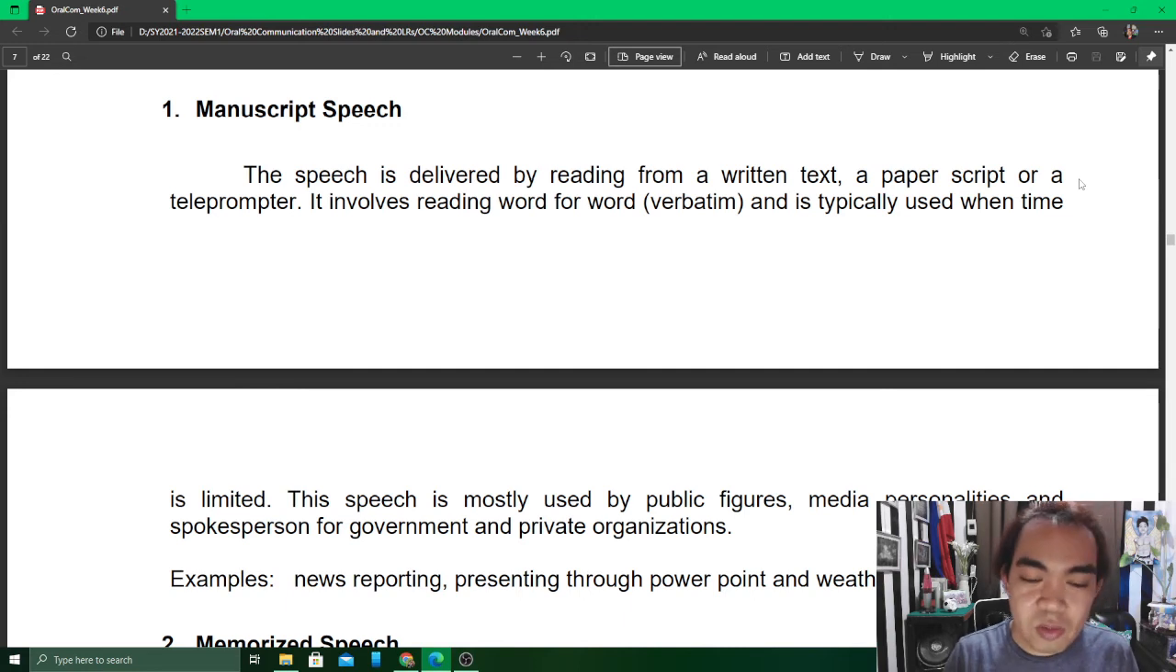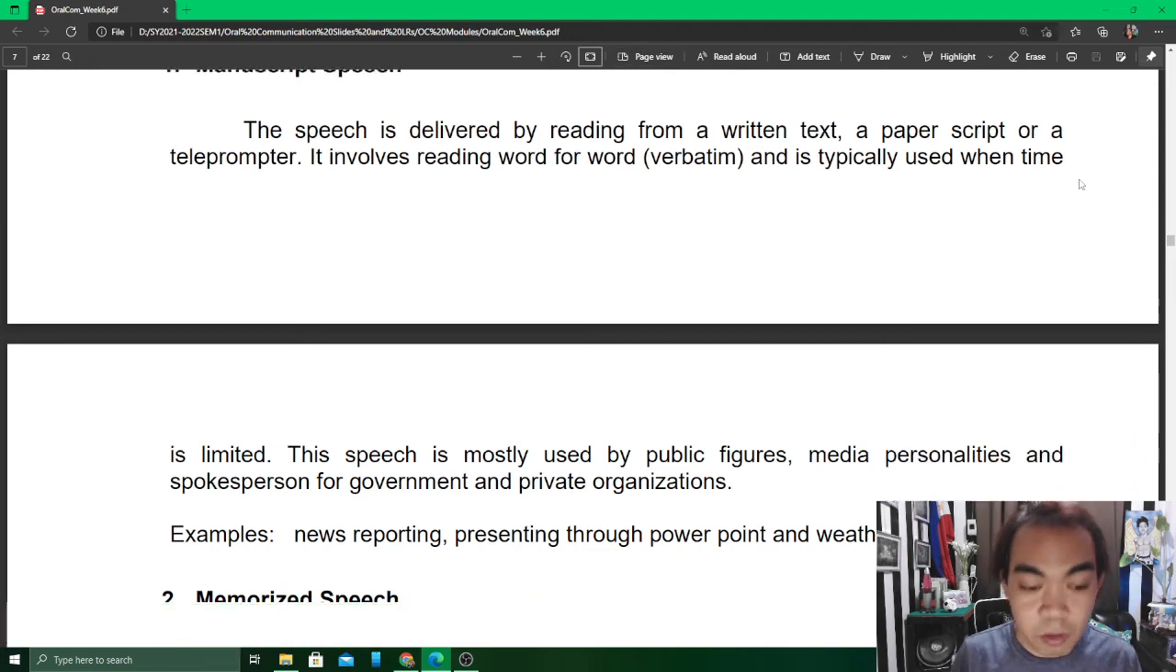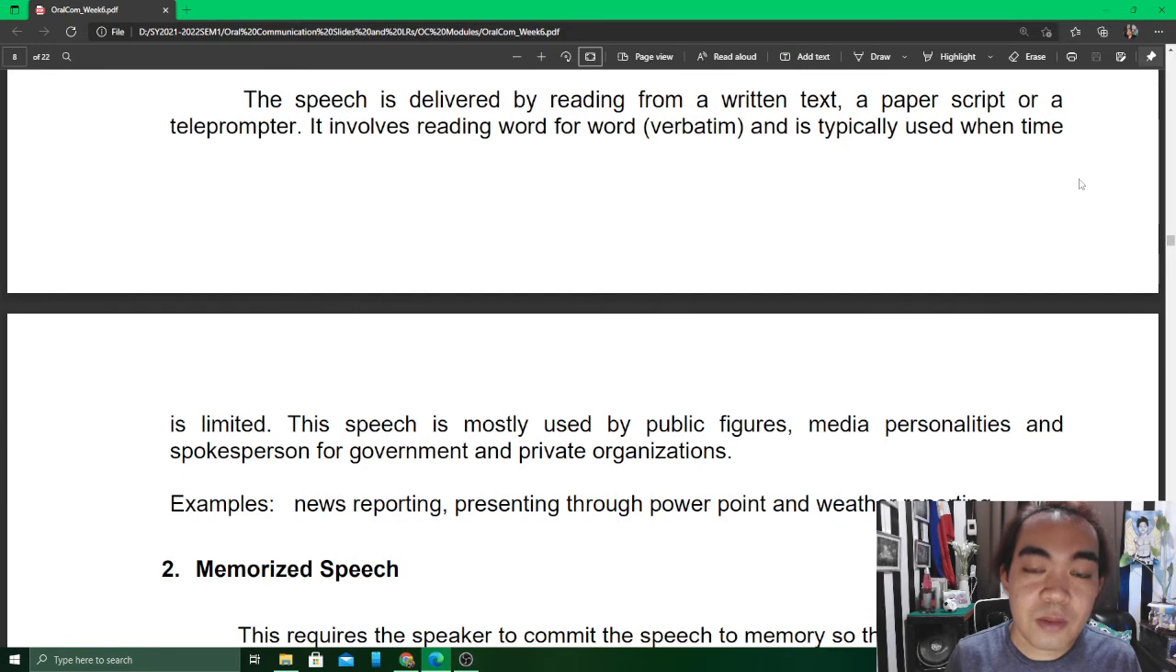Okay? So, we use manuscript speech, for public figures, media personalities, and spokesperson for government and private organizations. Sa mga nagabasa sa simbahan, sa mga newscasters or sa mga news anchors sa TV, kung makita ninyo, hindi man nila masaulo ang ilang ginahambal, may ginauyatan na sila.